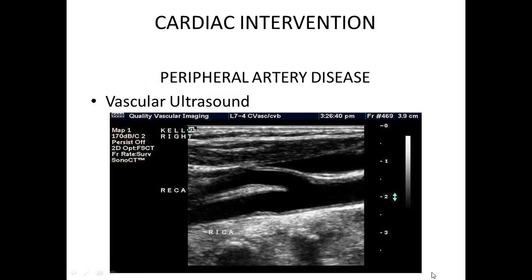We're going to look at the carotid ultrasound. So you have to remember your anatomy. The common carotid is going to divide into your internal carotid artery and your external carotid artery. So this is a two-dimensional image of your carotid. You can see this is the common carotid and it splits. Okay, you have your external and your internal carotid artery.